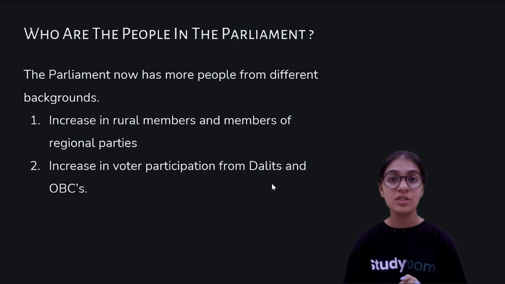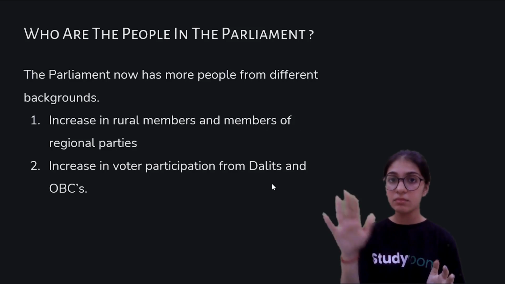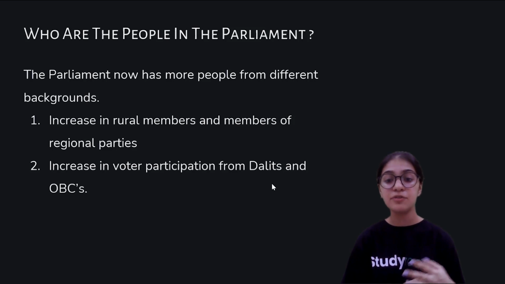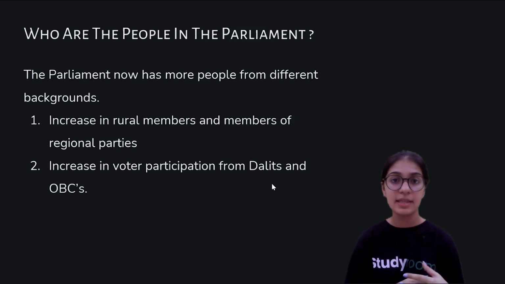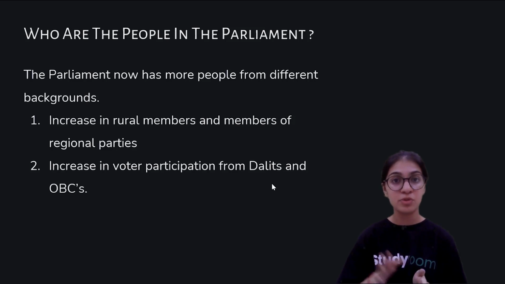Regional parties means a party for a particular state. Like the Bharatiya Janata Party is for almost all the states in India, but regional parties are basically for only one state. Let's say in Madhya Pradesh, there is a regional party that is just in Madhya Pradesh and not in any other state, so that is a regional party. And now we can see that the Members of Parliament also belong to the rural areas.